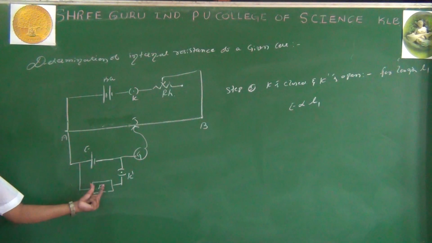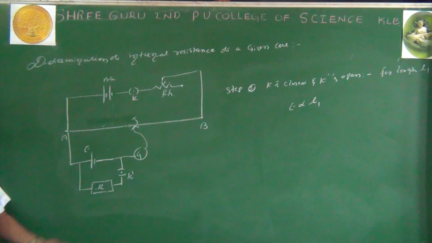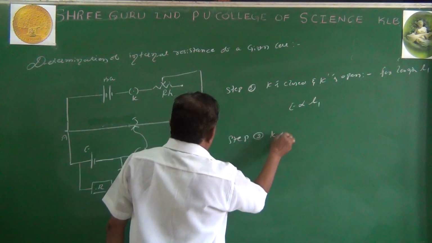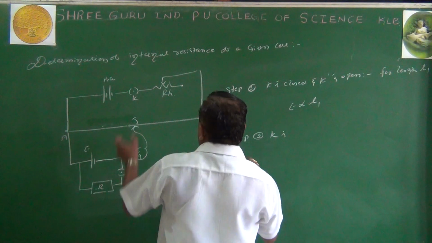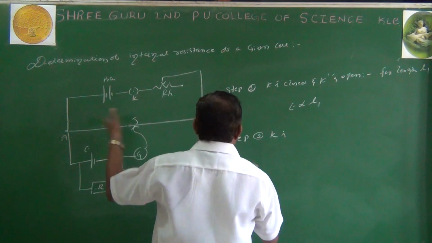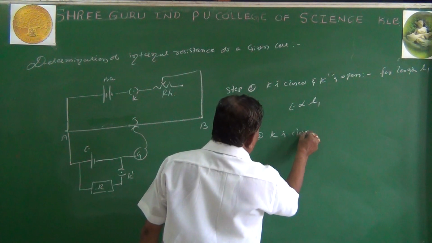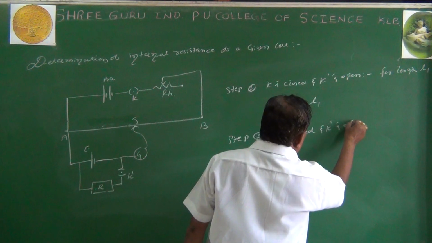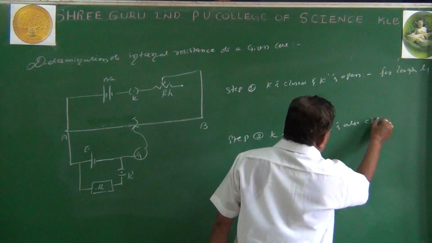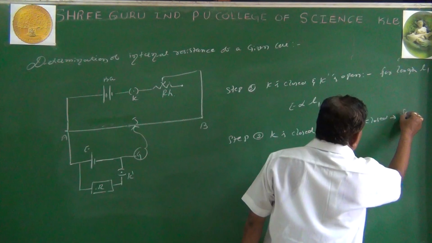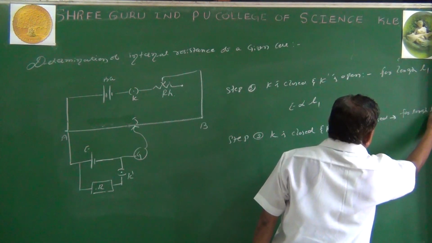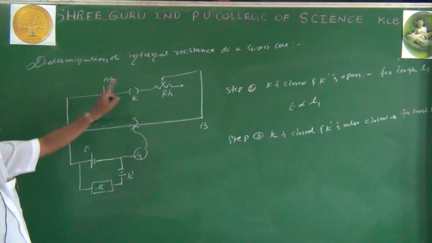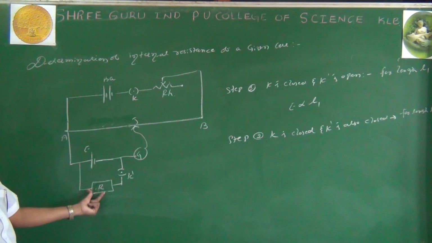Then I want to include the resistance box in the circuit. That is the second step, step 2. K must be closed. Without closing K, we cannot pass the current, and then there will be no use of the potentiometer. We must maintain the constant current. K is closed and K dash is also closed. Both are closed. It gives the length L2. Already K is closed; I close K dash, then R is included in the circuit.